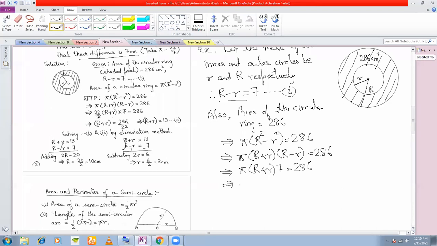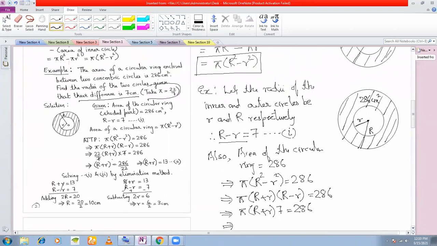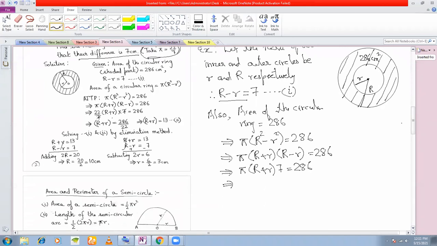You can put the value of pi also. Nothing is mentioned. Yes, it is mentioned. If you see, take pi is equal to 22 by 7. So we'll put 22 by 7. 22 by 7 into R plus r into 7. Try to put the value of pi at last every time. Try to make this a practice. Try to work with pi, and later just at the last, when you are writing the answer, then put the value of pi. That's a very efficient way of working.